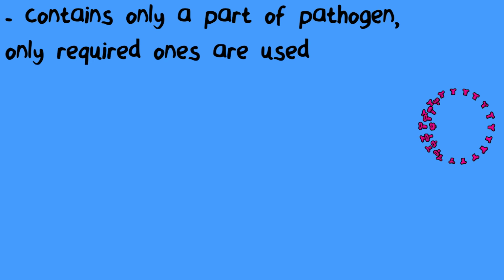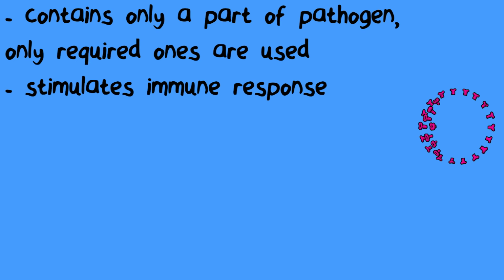Subunit vaccines are quite similar to live attenuated vaccines, but rather than the pathogen being weakened, a certain piece or unit of the pathogen is used. Key parts of the pathogen can be picked out and only the required ones will be used. Subunit vaccines also stimulate the same immune response where a cell presents an antigen on its surface to activate a helper T cell.